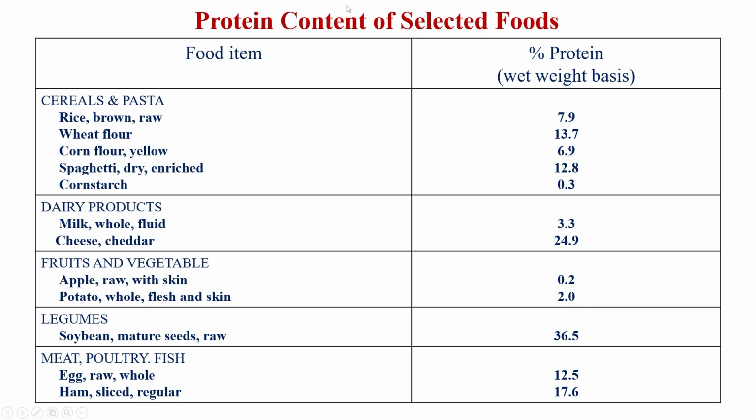And then, depending on the protein content of the sample, how much weight of the sample is to be taken. Here the percentage protein content in different foods is given: apple raw with skin has only 0.2% protein, egg raw whole has 12.5% protein, and ham sliced and regular has 7.6% protein. Depending on the protein content in the sample, the weight of the sample to be taken for determination of protein content will be decided.